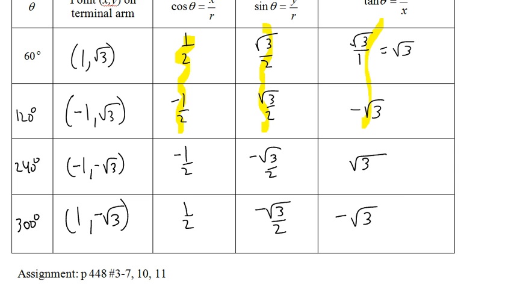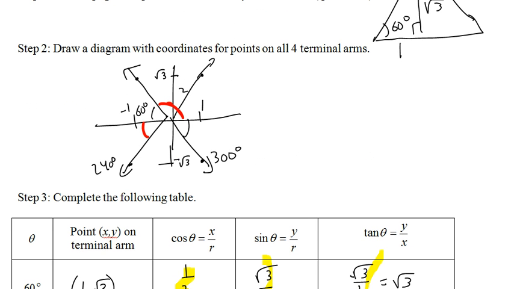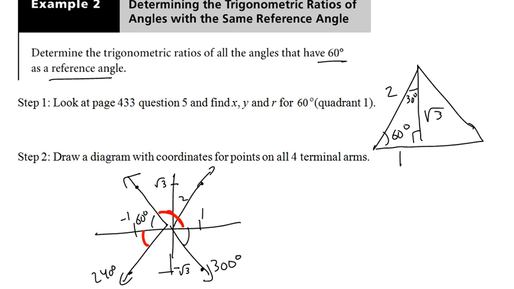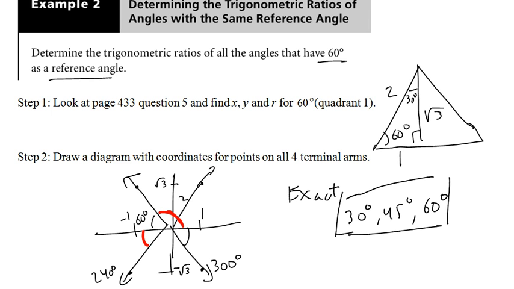Okay, so notice the main reason we did this is you can use a diagram and your special triangles to get exact values for the sine, cosine, and tangent of 30 degrees, 45 degrees, and 60 degrees. Or sorry, for reference angles of 30, 45, and 60. Okay, so depending on which quadrant the terminal arm's in, your actual angle in standard position is going to change. But if your reference angles are 30, 60, or 45, then you can get exact values for sine, cos, and tan.